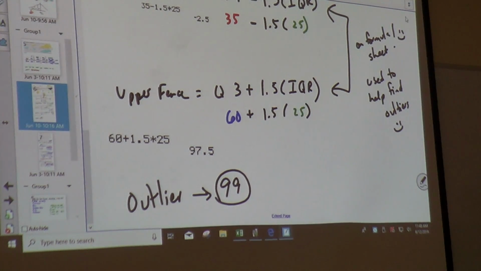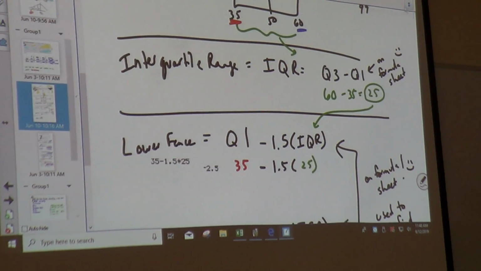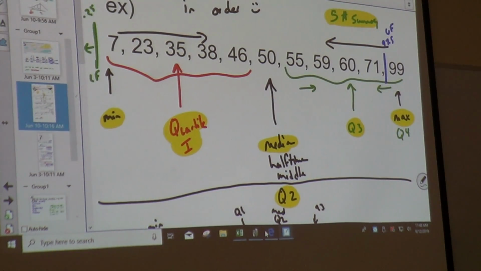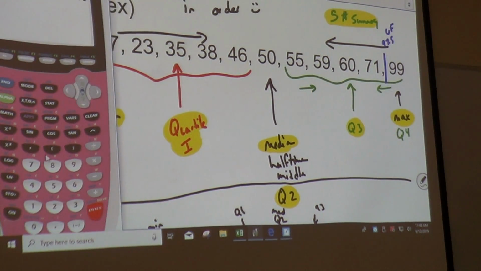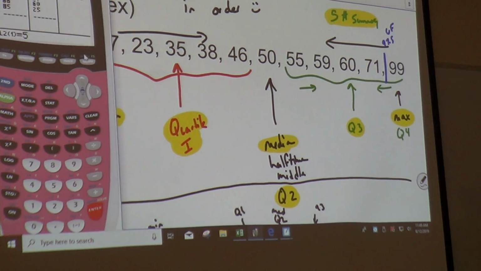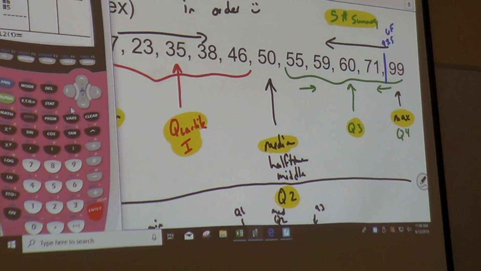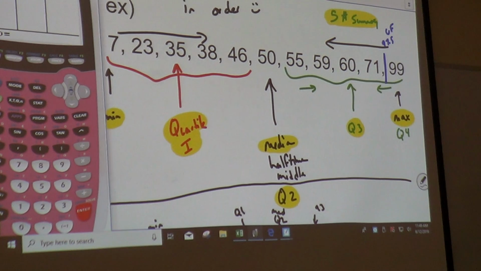Now, let me show you the same problem on our calculator. Stat edit, let's go ahead and clear out both lists. I only have one set of data. Type in all the data, even though we know that last one is an outlier. You should have 11 pieces of data. So stat edit, type in all pieces of data. There are 11 pieces of data.